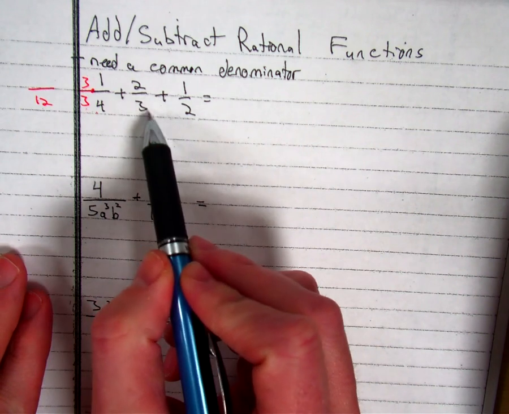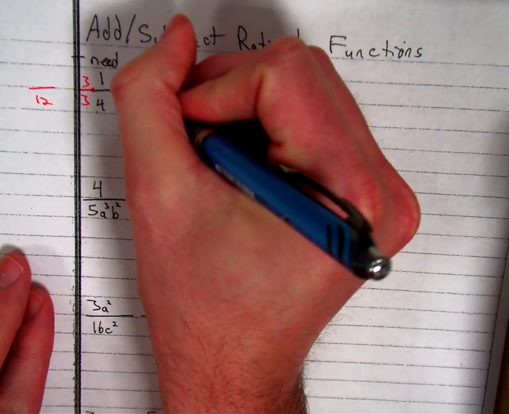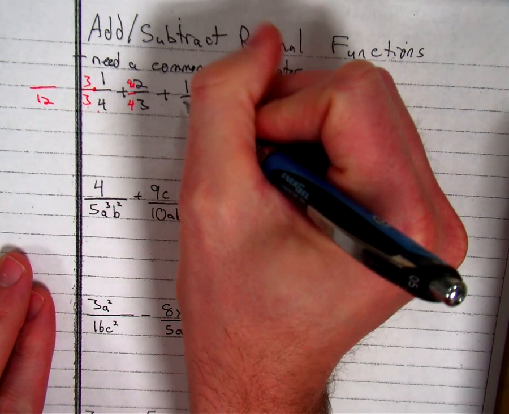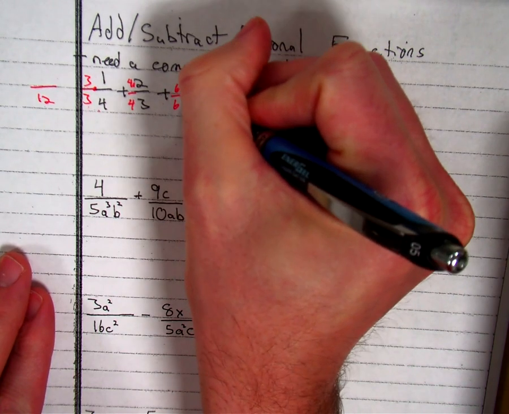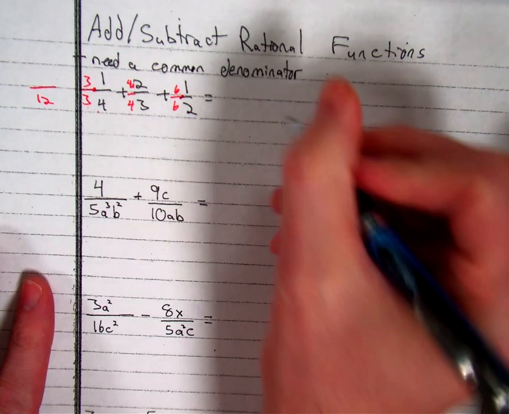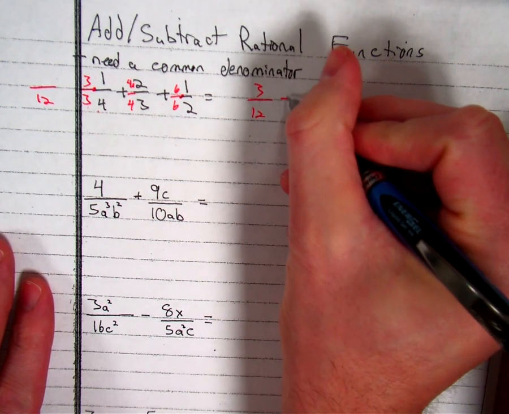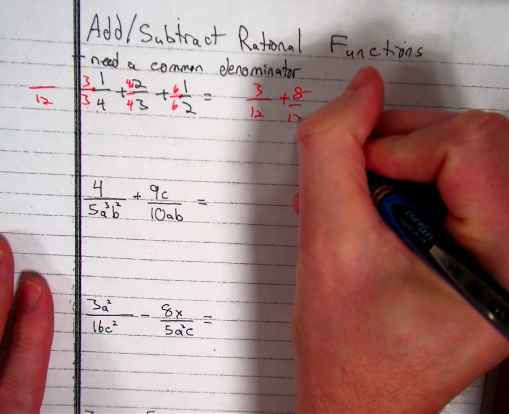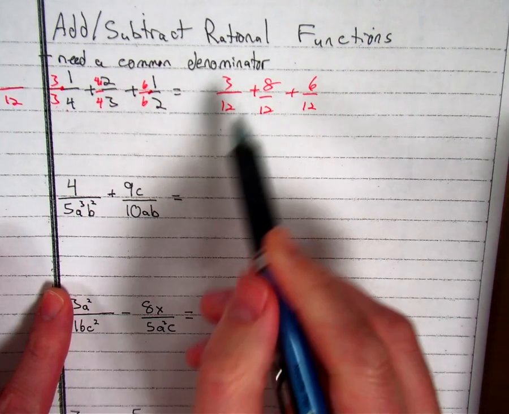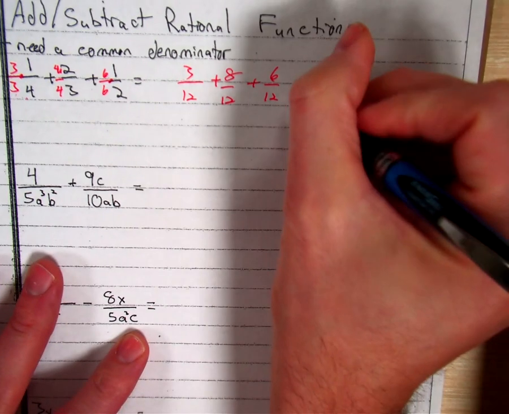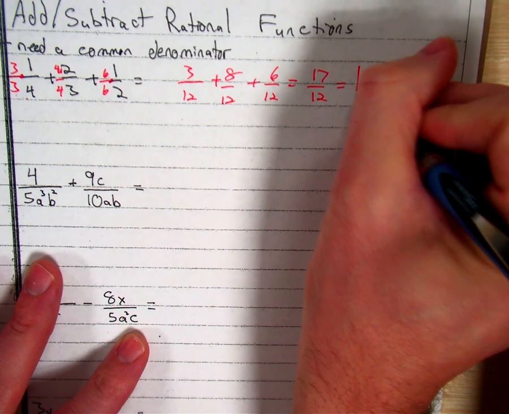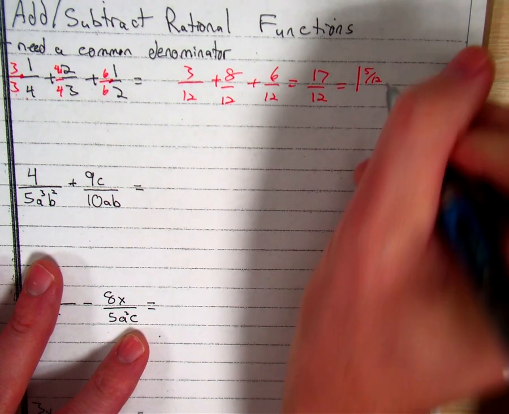Okay, with this one, to get the 3 to be a 12, I need to times by 4. And to get the 2 to be a 12, we need to multiply by 6. So just showing my work, we'll have 3 over 12 plus 8 over 12 plus 6 over 12. 3 plus 8 is 11, plus 6 more would make it 17 over 12. Or if you want to get really fancy, we'd have 1 and 5/12.